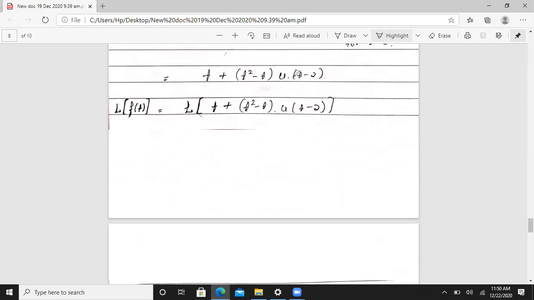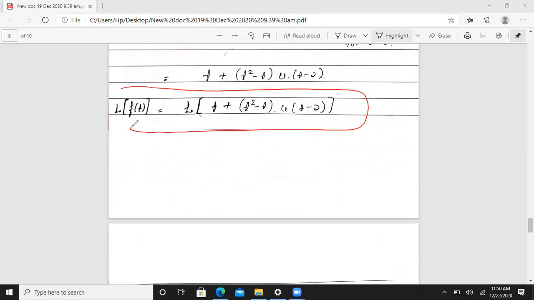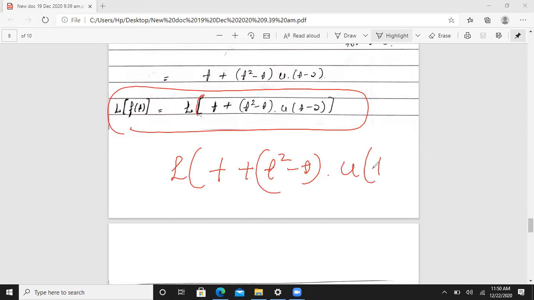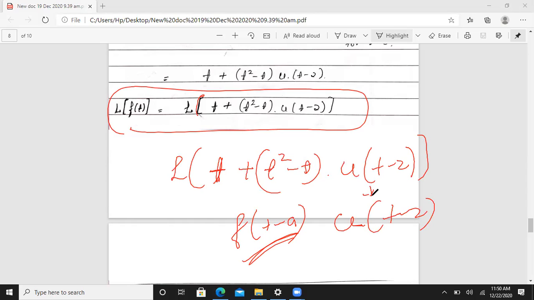So now we apply the Laplace transform to this function, that is, the Laplace transform of f(t) is equal to the Laplace transformation of t plus t square minus t into u(t minus 2). Here we have to take it as f(t minus a), and the remaining u(t minus 2) we have.